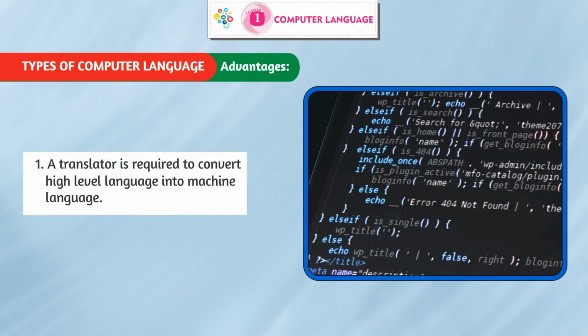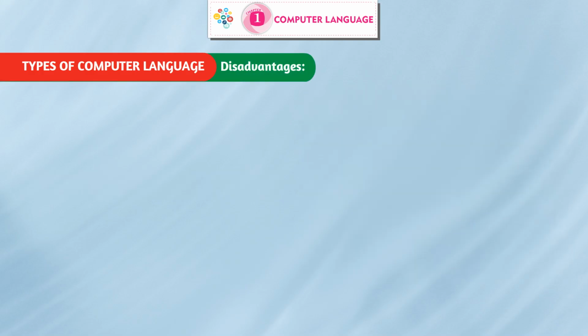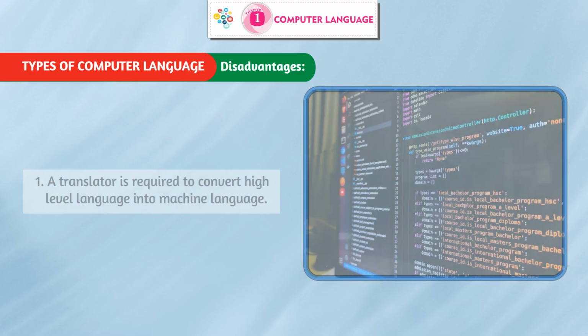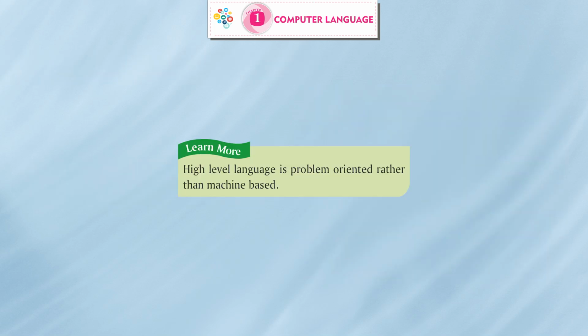Advantages: 1. High-level language is user-friendly. 2. This language is machine-independent. Disadvantages: 1. A translator is required to convert high-level language into machine language. 2. Use of a translator adds some time in the execution of the program. Learn more. High-level language is problem-oriented rather than machine-based.